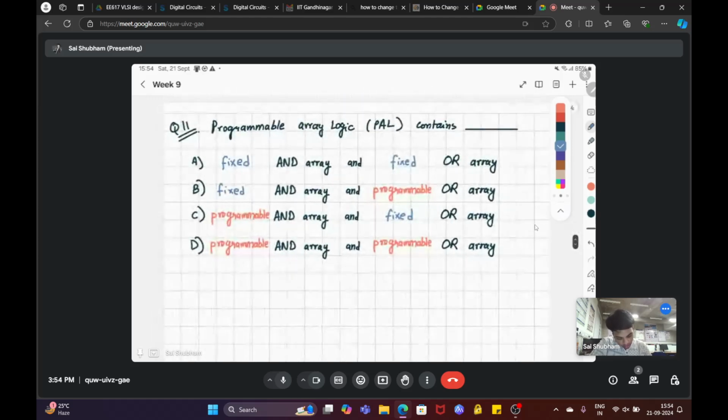Moving on to the next question. Programmable array logic contains an AND array and an OR array. You have to answer whether each is fixed or programmable.